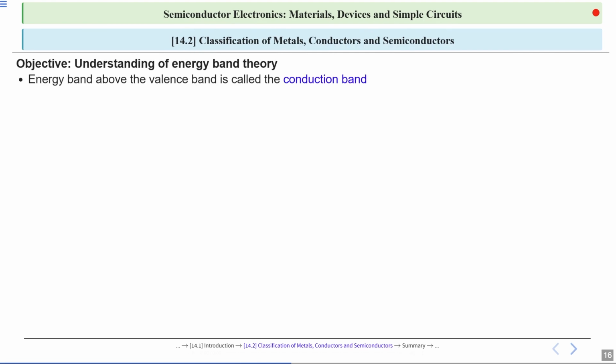In a solid material, the energy band above the valence band is called the conduction band. This band allows electrons to move freely, enabling electrical conductivity. In a material with no external energy, all valence electrons occupy the valence band. The valence band is the highest energy level where electrons are normally found in atoms. Without extra energy, electrons cannot move to higher energy bands, so they stay in the valence band.